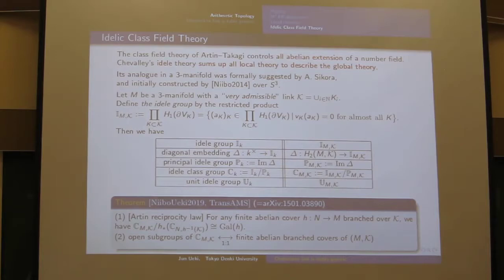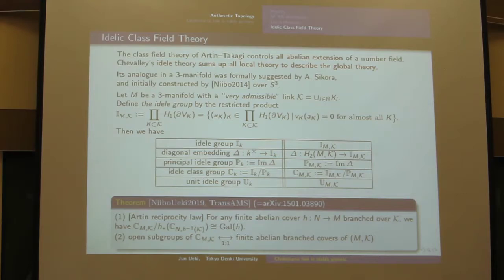Niibo and I refined his work and constructed a similar framework of a three-manifold equipped with a very admissible ring. I don't define very admissible ring, but I will explain a more refined version later. And here is the definition of the ideal group. It is a subgroup of the product of all local theories.